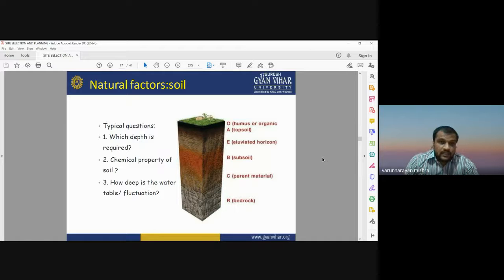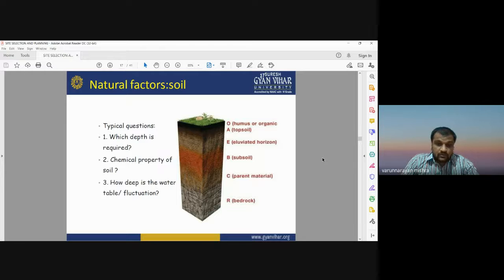Okay, natural soil also has different depths. Which depth is suitable for the construction, what is the chemical property of the soil, and how deep is the water table and its fluctuation. The soil has different layers: the organic layer, that is the top soil layer, then the eluviated horizon, then subsoil, parent material, and bedrock.